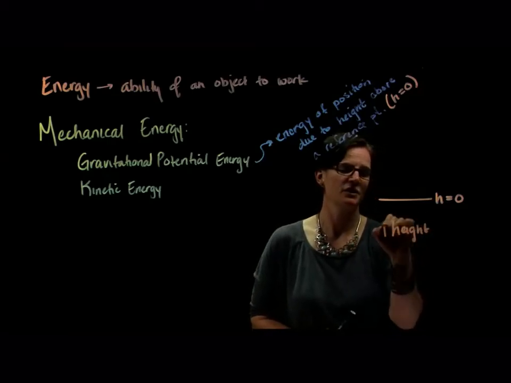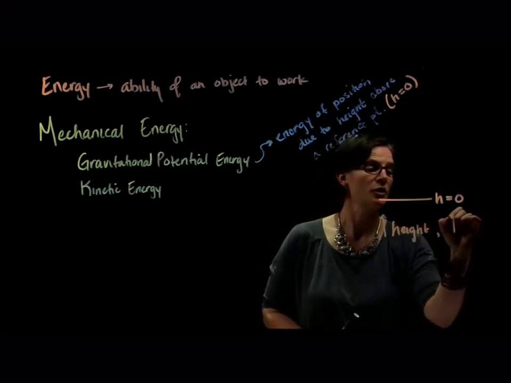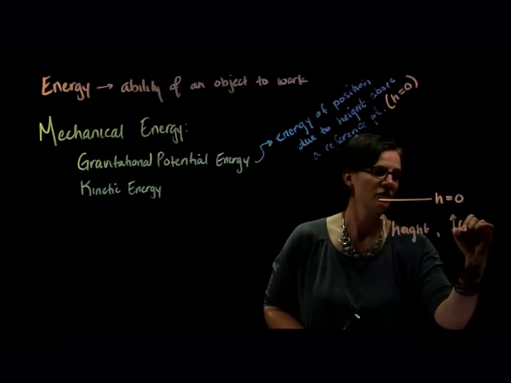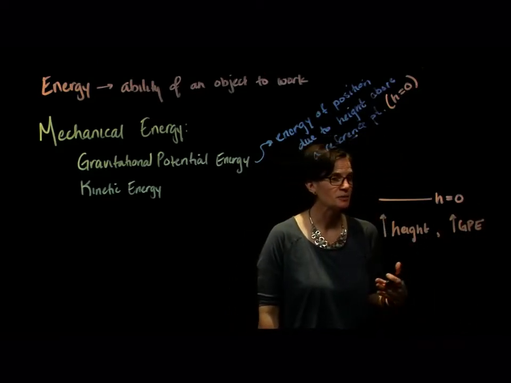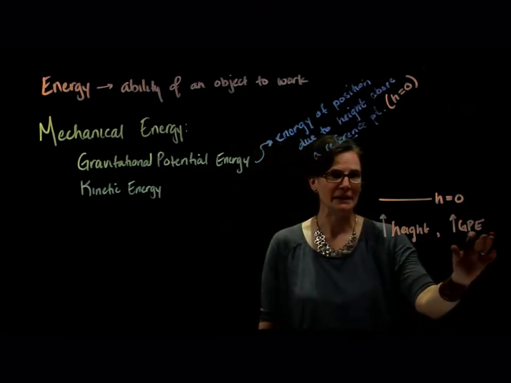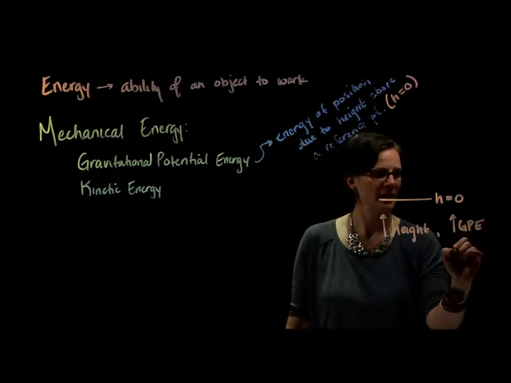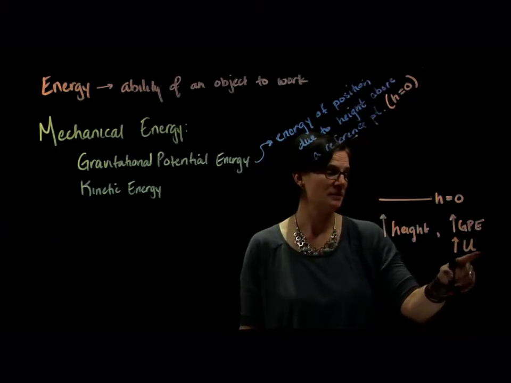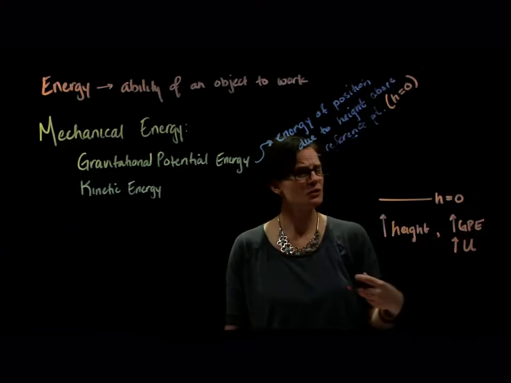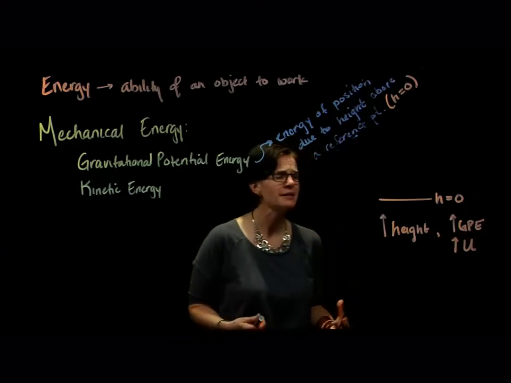If I increase the height, I'm going to increase the gravitational potential energy. You see gravitational potential energy often written as GPE. You might also see it written as U, and then there might be a subscript there for gravitational potential energy. U sort of represents all potential energy.